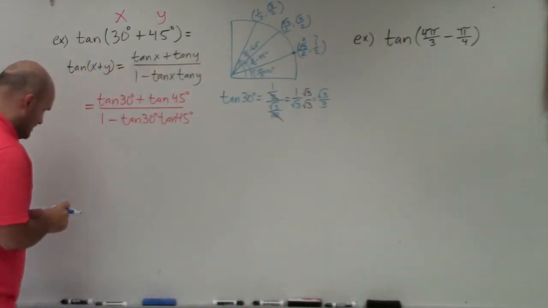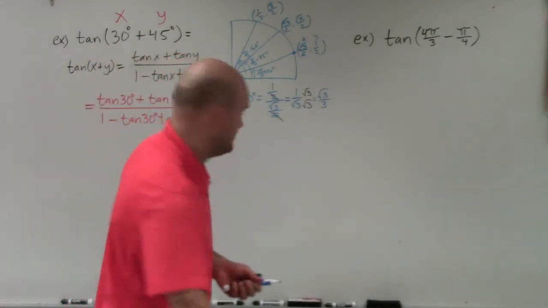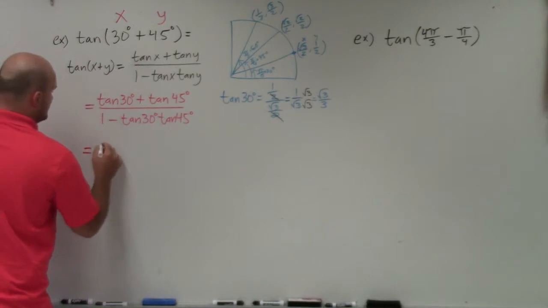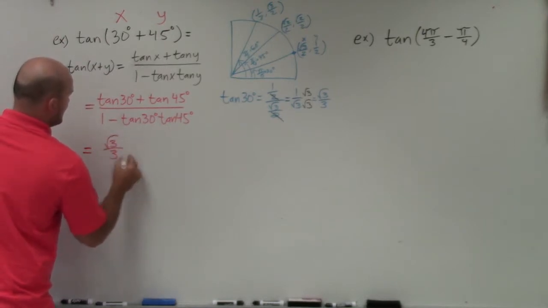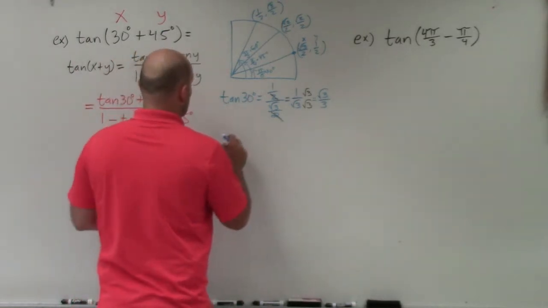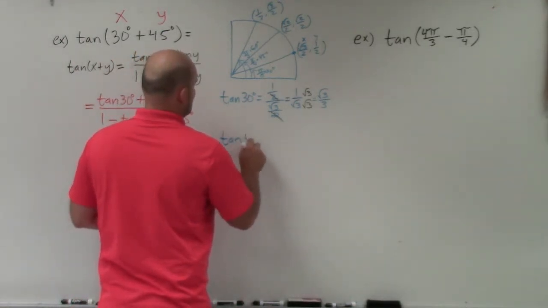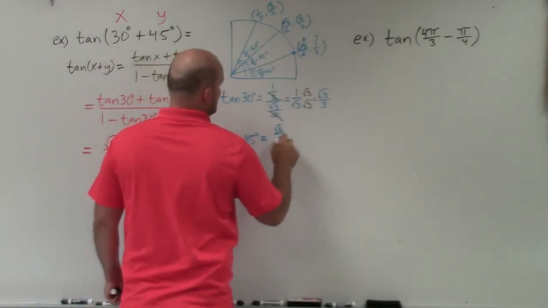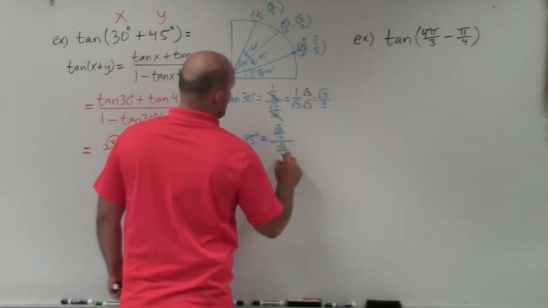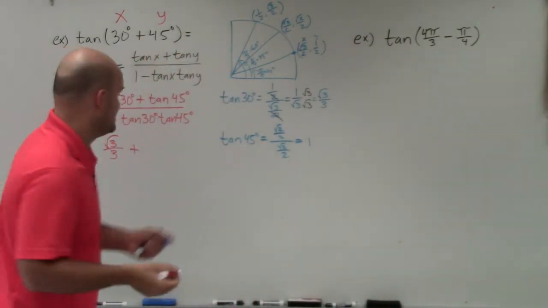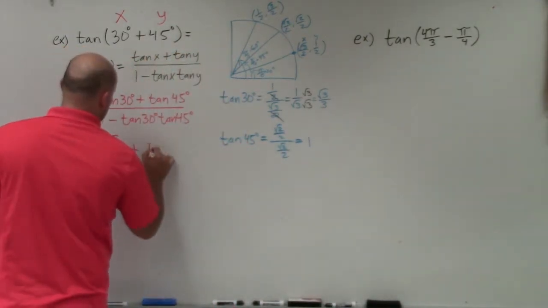So for the tangent of 30 degrees, that's going to equal the square root of 3 divided by 3, plus the tangent of 45 degrees. I'm just going to write it out, even though it should be pretty obvious. Tangent of 45 degrees is the square root of 2 over 2 divided by the square root of 2 over 2, which hopefully you guys can see is just 1, right? They're exactly the same fraction. So that's going to be plus 1.